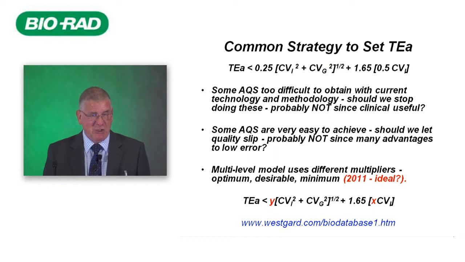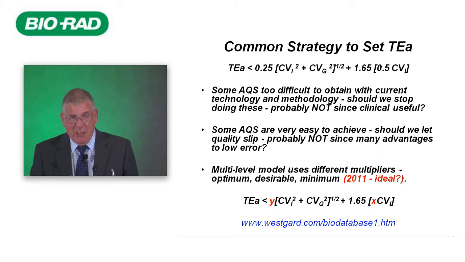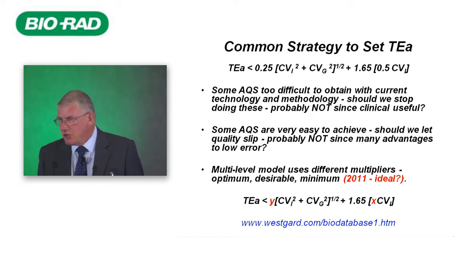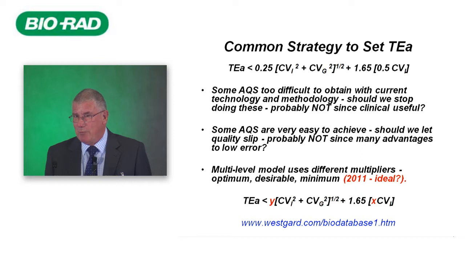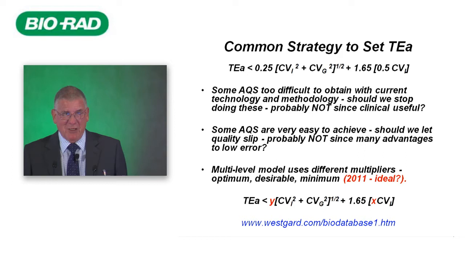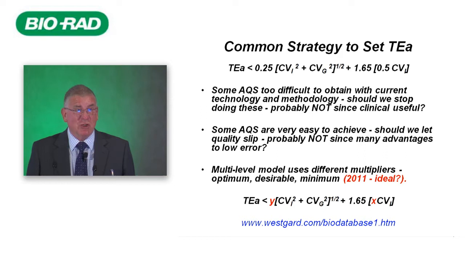Now, we all know that if we use this formula, some of the quality specifications generated are very, very difficult to obtain with current technology and methodology, for example, for sodium, chloride, and calcium. And should we stop doing these tests because they don't meet analytical quality specifications based upon biological variation? No, because we do get clinically useful data. Some quality specifications, for example, for triglycerides or enzyme activities, are very easy to achieve. So should we let the quality slip? And again, the answer is no, since there are many, many advantages to having error, which is lower, or uncertainty, which is lower, than that set by the analytical quality specifications.